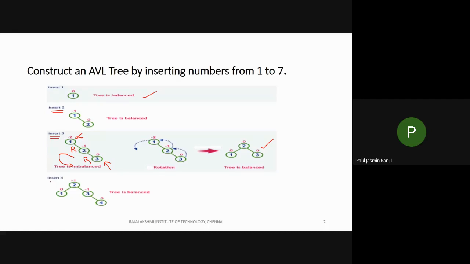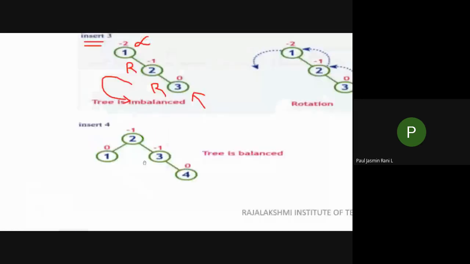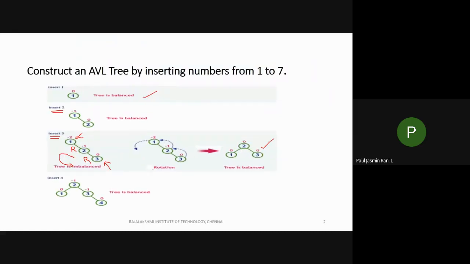Next, when you insert 4, what happens? After inserting 4, when you calculate your balance factor, it is a balanced one. Okay, I hope you follow this. You have to calculate the balance factor of each and every node. When you calculate this, it is a balanced one. Therefore, I'm not going to do any rotation. Just keep it as it is.